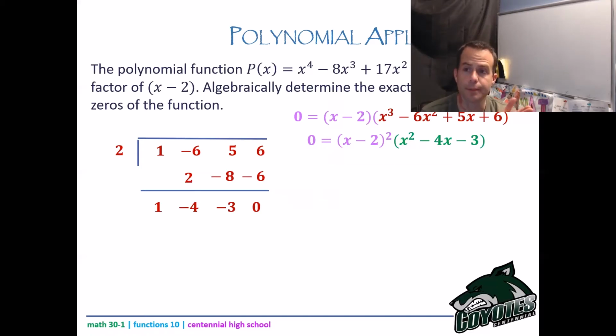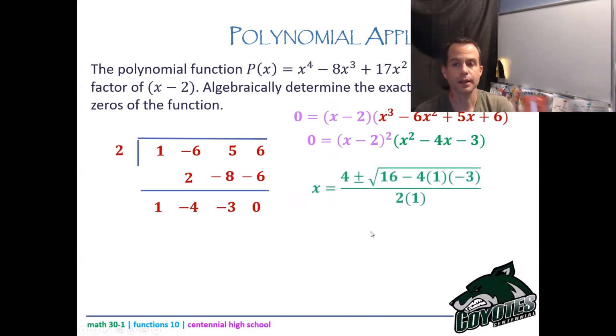I'm down to a trinomial, degree 2. Looking for two numbers that multiply together to give me -3 and add together to give me -4. They don't exist, so I'm heading to the quadratic formula. So I know one of my solutions right now is x equals 2, coming from this guy. But to get the zeros from this guy, I have to use the quadratic formula.